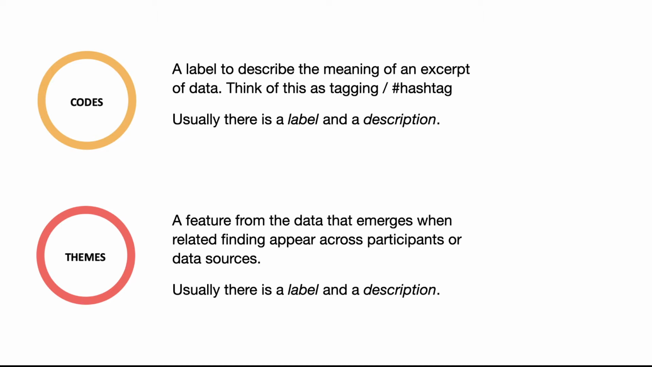Typically, when we get to the end of our process, we'll have both a label and a description for each of those tags. A theme is a feature from the data that emerges when related findings appear across multiple participants or data sources. That's usually a combination of codes coming together, and usually, again, there's a label and a description for that as well.